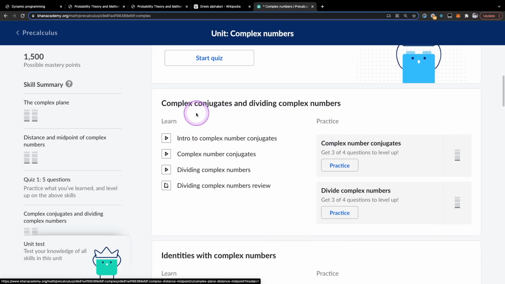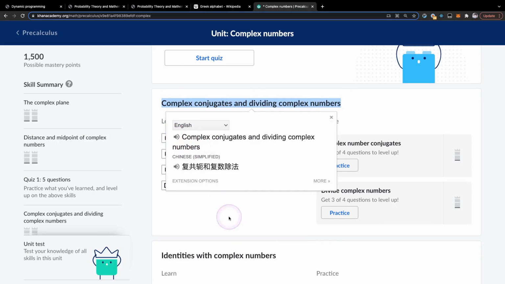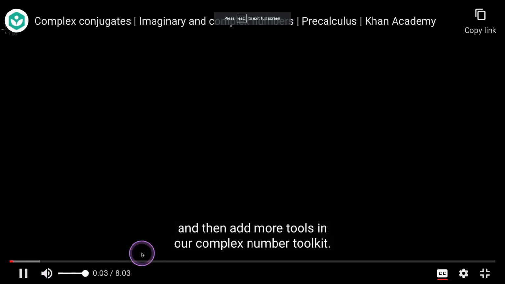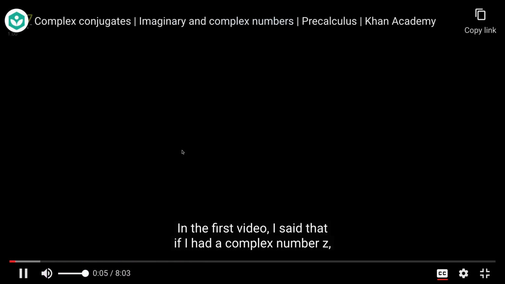Now, complex conjugates and dividing complex numbers. I want to make a quick clarification and then add more tools to our complex number toolkit. In the first video, I said that if I had a complex number z equal to a plus bi, I used a word, and I have to be careful about that word because I use it in the everyday sense, but it also has a formal meaning.